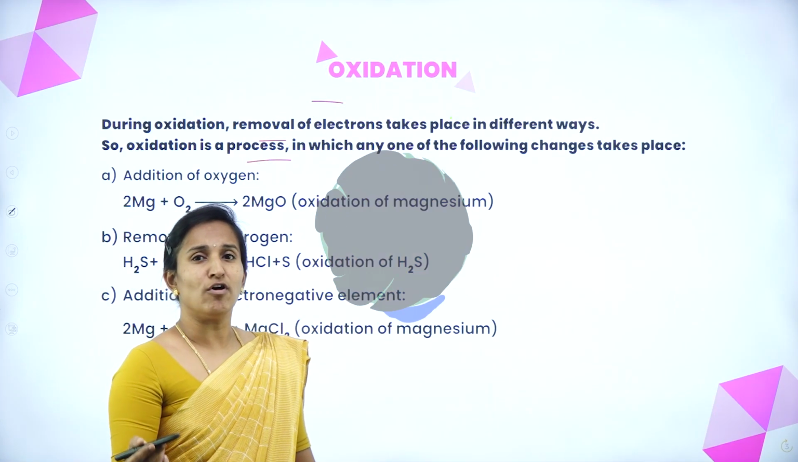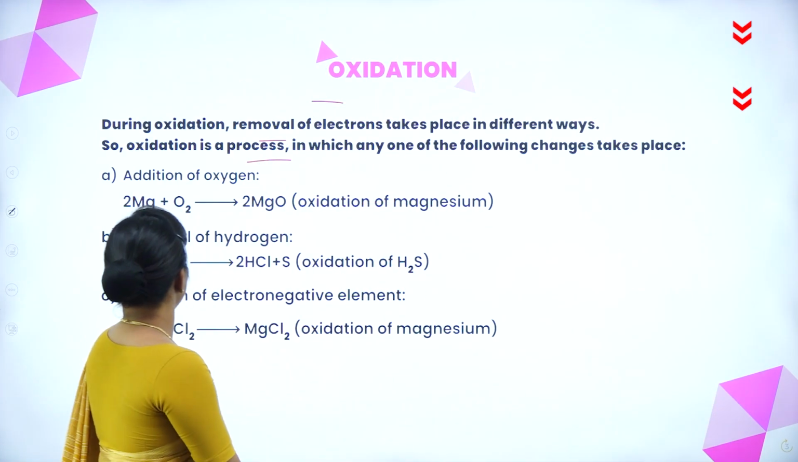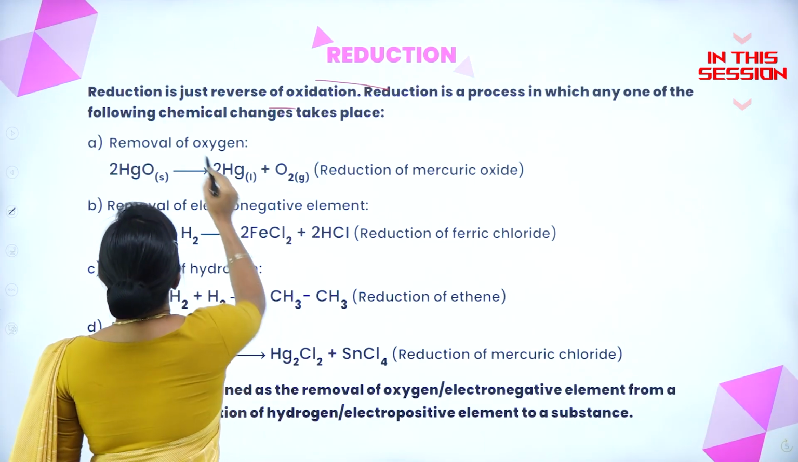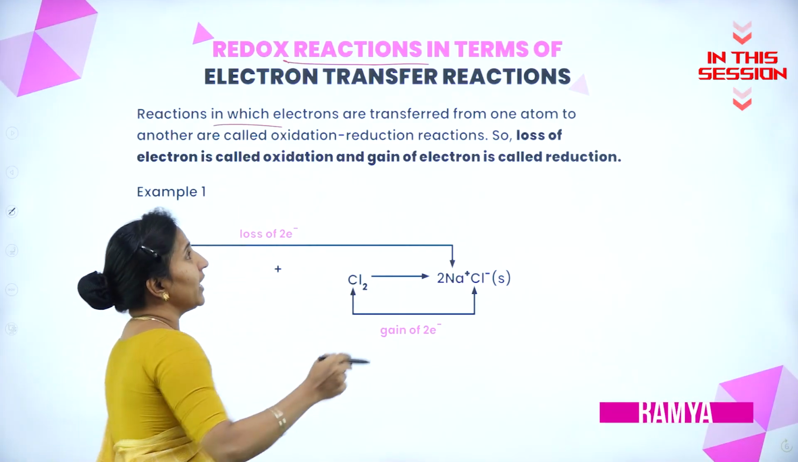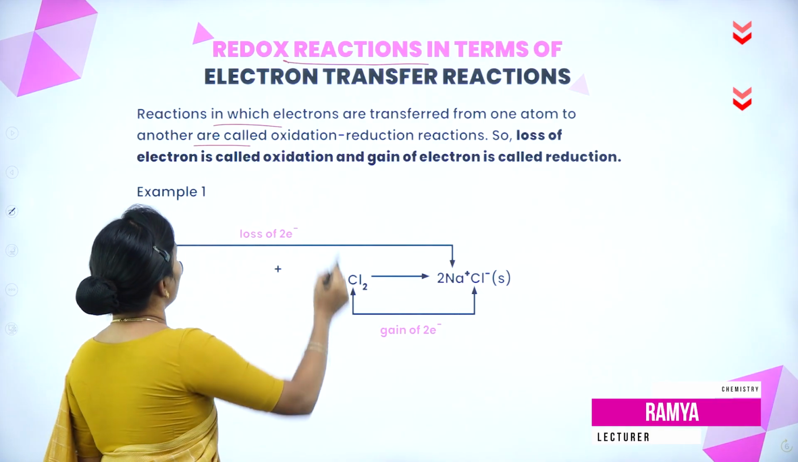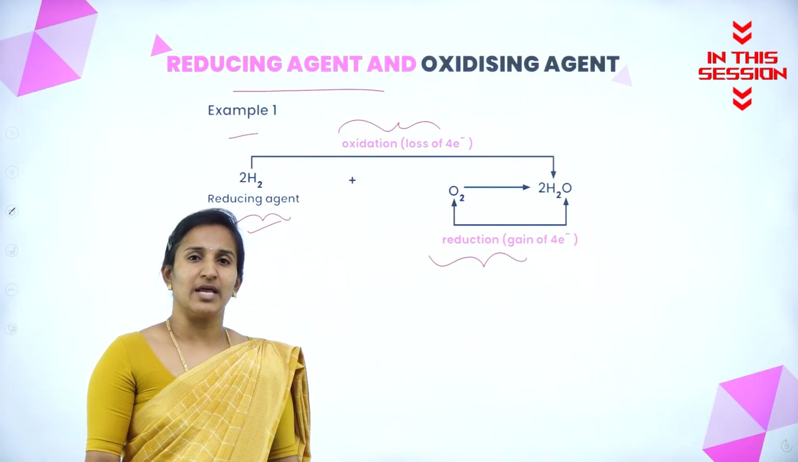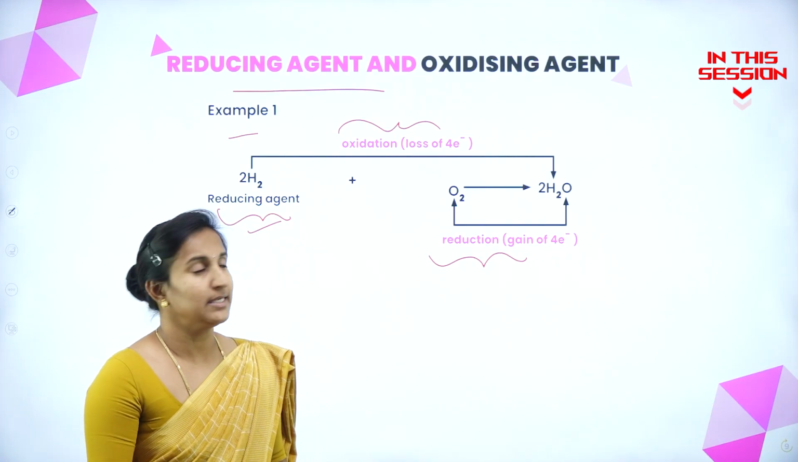If the addition of oxygen takes place, it is also called oxidation. Reduction process: any one of the following chemical changes takes place. Reactions in which electrons are transferred from one atom to another are called oxidation-reduction reactions. Any oxidizing agent itself gets reduced; we call it an oxidizing agent.